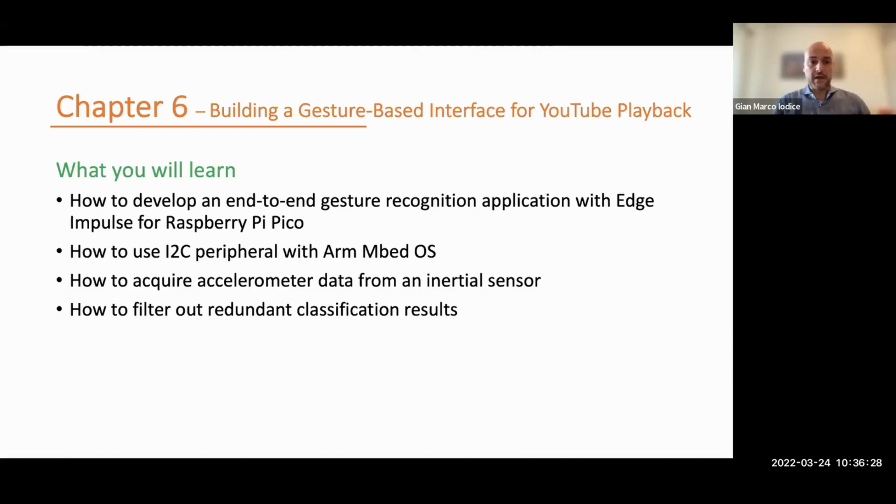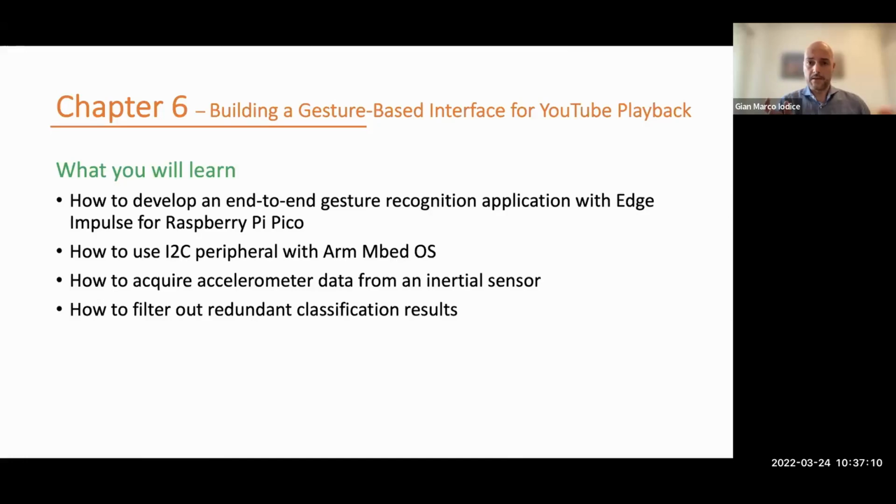But we'll also learn how to use the serial peripheral with the ARM Mbed OS. The serial peripheral mentioned in the chapter here is one of the most used for interfacing with sensors. So the reader will know how to use it and how to read data from it. We will learn how to acquire accelerometer data from the sensor, and in the end, there will also be an interesting section to filter out redundant classification. So the reader will learn how to filter redundant classification results from the machine learning, and why it is needed.